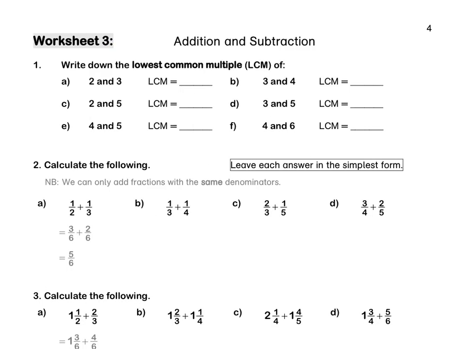Worksheet 3. Write down the lowest common multiple of 2 and 3. The answer is 6. For B, the LCM of 3 and 4 is 12. Lastly, for E, of 4 and 5, the lowest common multiple is 20. Press pause to complete the rest of question 1 by yourself.